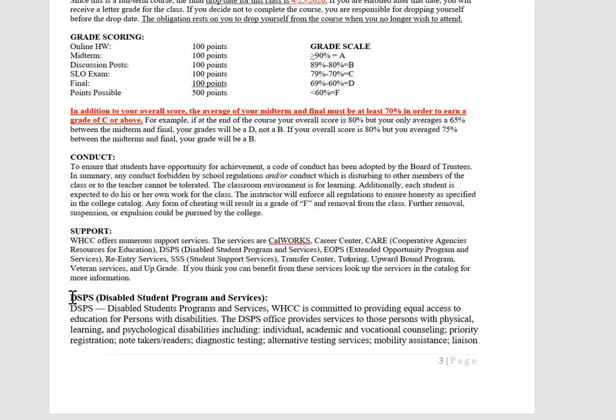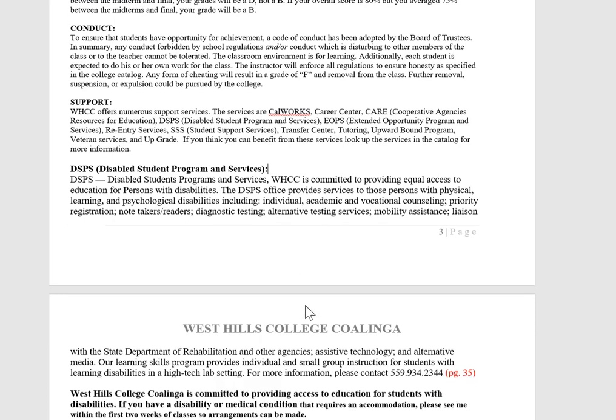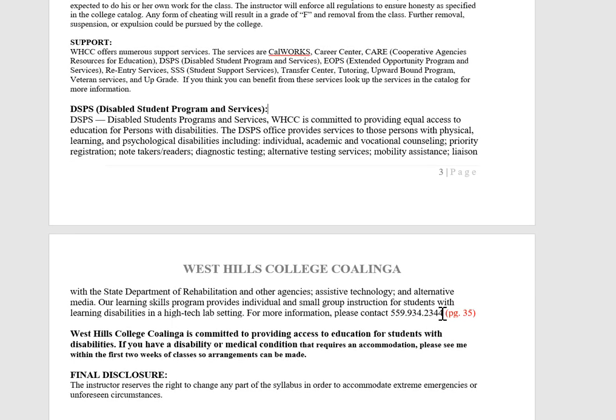The one special note is DSPS, Disabled Student Programs and Services. If you think that you have a learning disability, there's a specific setup for that. You can call this number here. This is off of the catalog. So go for it. If you think that you need any extra help because of your learning disability, please do reach out to that.